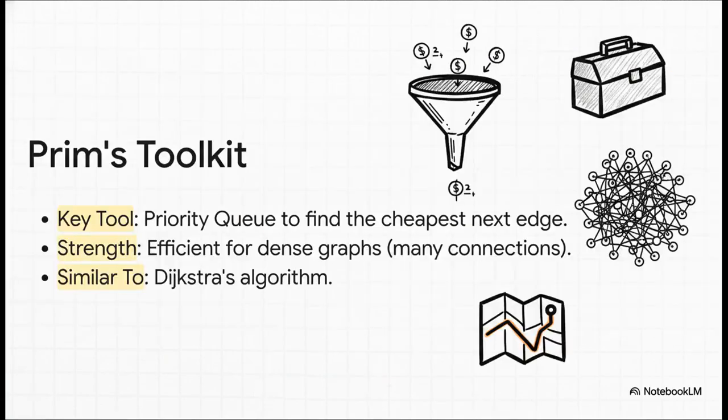And to efficiently keep track of that cheapest next step, Prim's uses a tool called a priority queue. Just think of it like a smart to-do list that automatically keeps the cheapest, most urgent item right at the top for you. This makes it lightning fast for really dense graphs where there are tons of connections to think about. And if that whole grow the frontier idea sounds familiar, it should. It's the same basic engine that powers Dijkstra's algorithm for finding shortest paths.